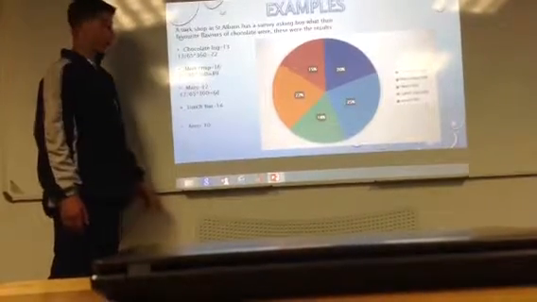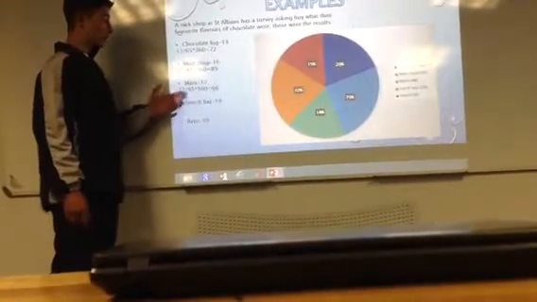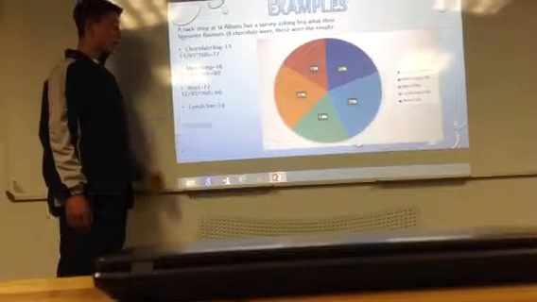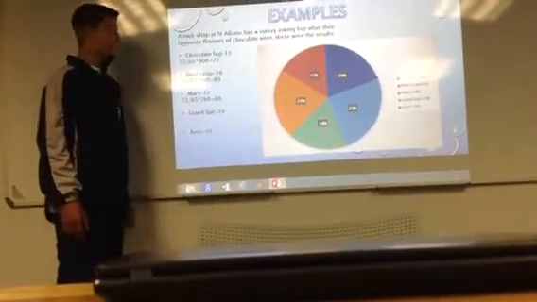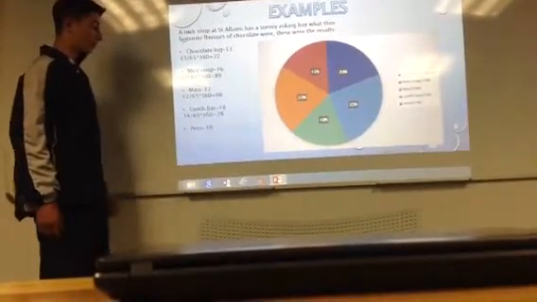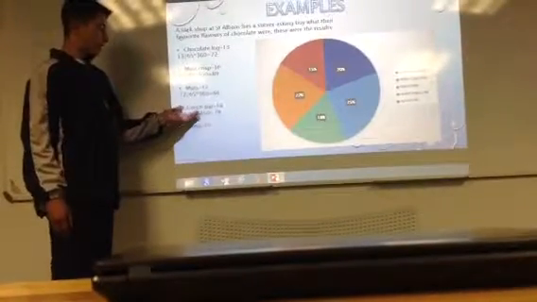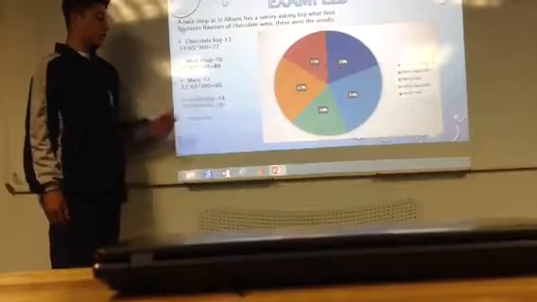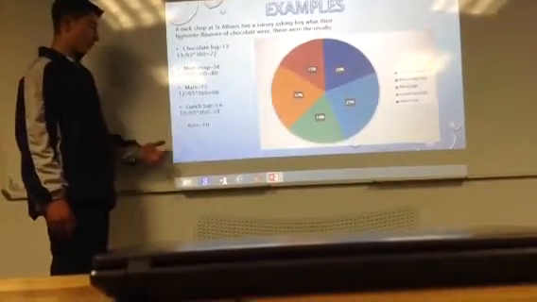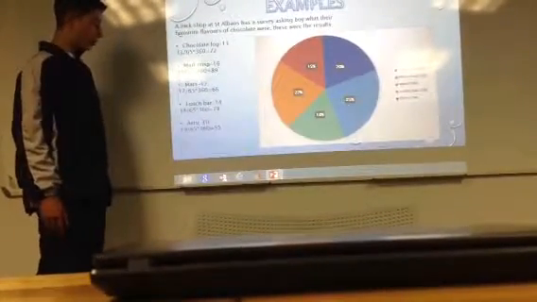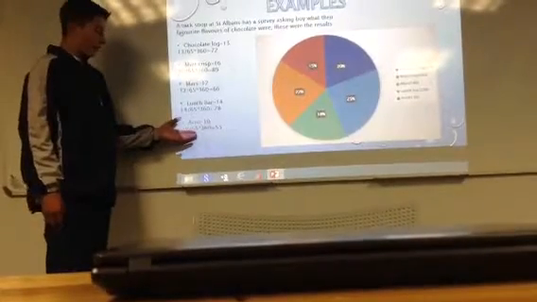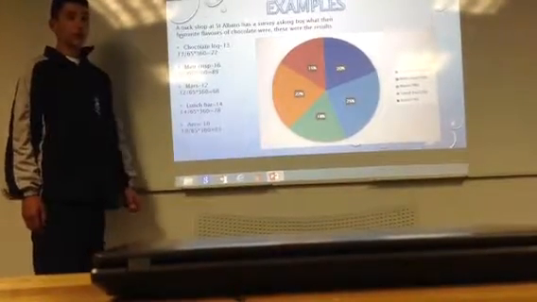Mars, 12 boys like that. 12 boys divided by 65 times 360 degrees equals 66 degrees. Lunch bar, 14 boys. 14 boys divided by 65 times 360 equals 78 degrees. Aero, 10 boys. 10 boys divided by 65 times 360 equals 55 degrees.